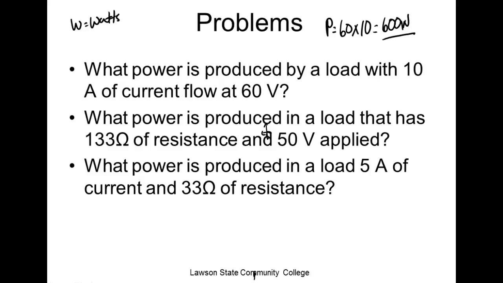What power is produced in a load that has 100 ohms of resistance and 50 volts applied? So that's V squared over R, so that'd be 50 squared divided by 133. This is why you need a scientific calculator, because standard calculators usually don't have the square function.